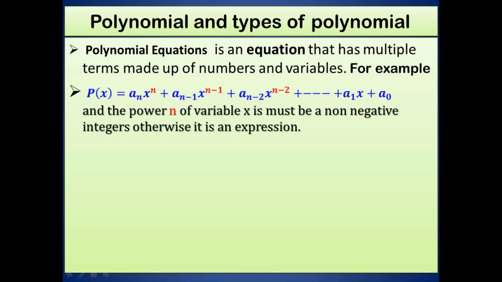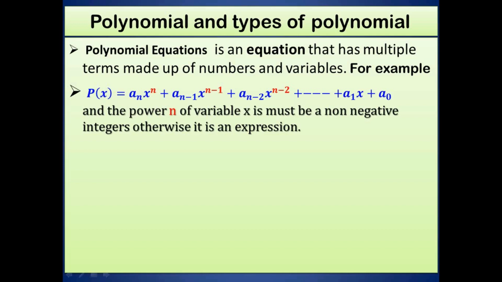This is an example. This is a general polynomial. P means polynomial. In the bracket you can see x. It means this polynomial has only the variable x. P of x is equal to a_n x raised to the power n, or x exponent n, where n is described in red color. This n is the exponent, and then a_(n-1) x^(n-1), a_(n-2) x^(n-2), and so on, decreasing in order, down to a_1 x and a_0.